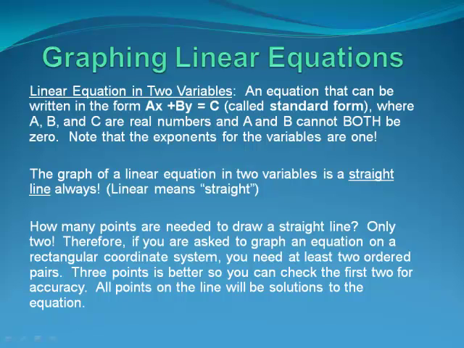Linear means straight. How many points are needed to draw a straight line? Only 2. Therefore, if you are asked to graph an equation on a rectangular coordinate system, you need at least 2 ordered pairs. 3 points is better, so you can check the first 2 for accuracy. All points on the line will be solutions to the equation.